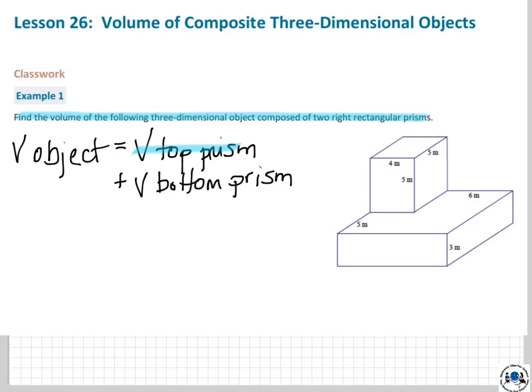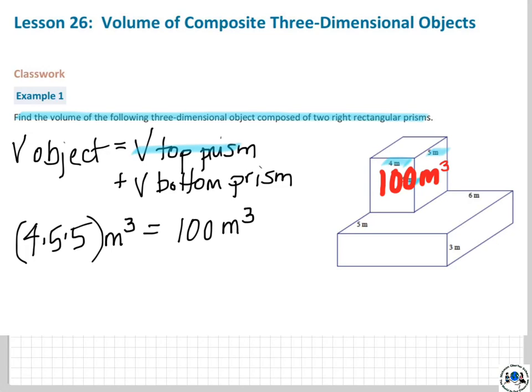Step number 1, let's calculate the volume of that top prism. Here are the values that we need. We have 4 times 5 times 5 meters cubed, and that is 100 meters cubed for that top prism.